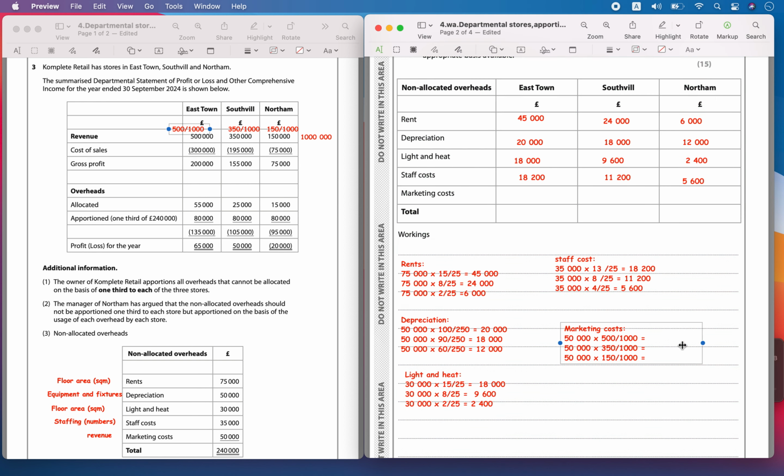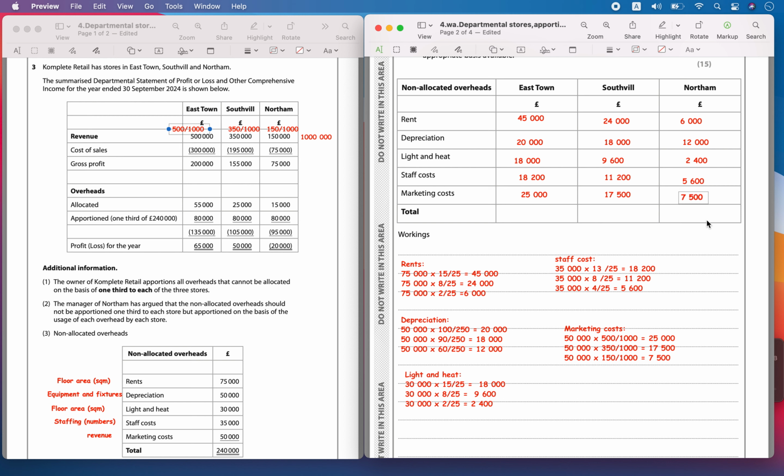Now the values are going to be: first one is 25,000, for the second one it will be 17,500, and for the third one it's going to be 7,500. So now let's write the values here. Marketing costs are 25,000 for East Town, then 17,500 for Southville, and then 7,500 for Northam.